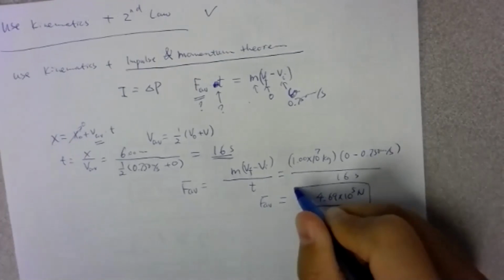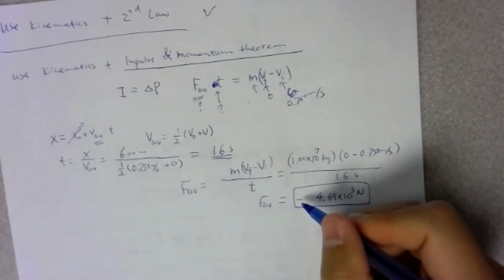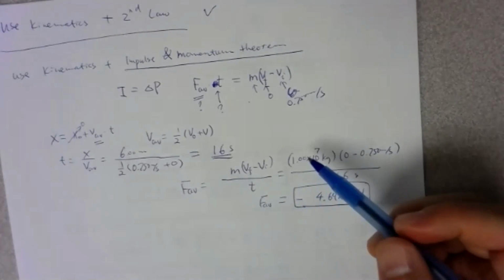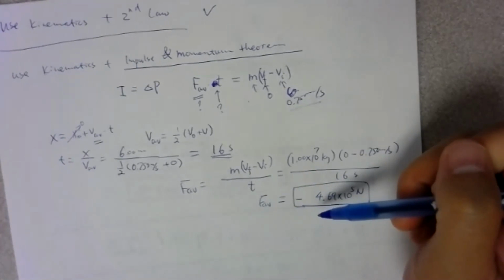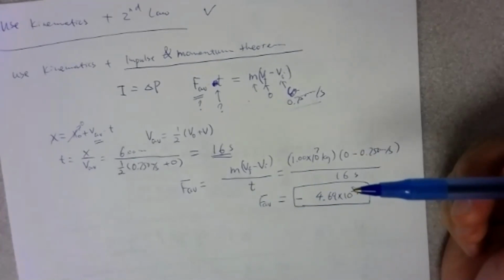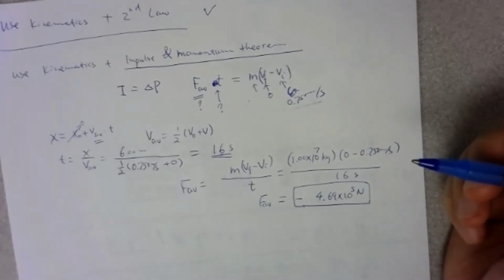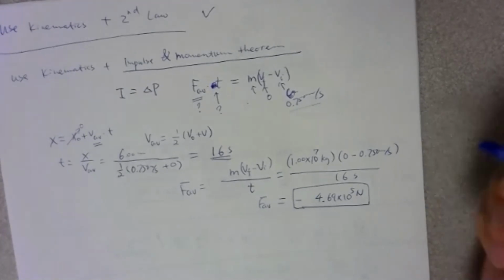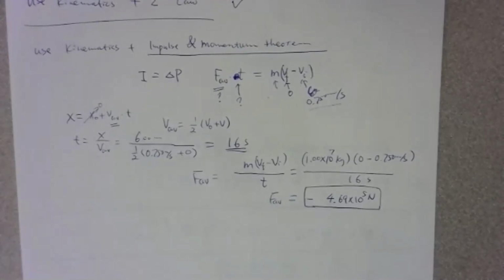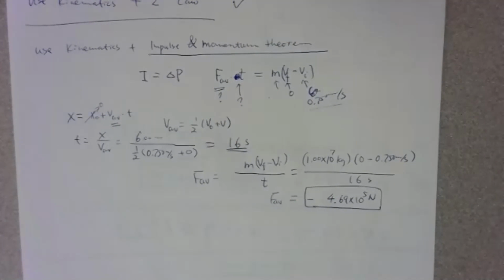Okay, so the minus sign says this is in the opposite direction of the initial velocity. Initial velocity is positive, so this is negative. So if the initial velocity is to the right, the force on the ship is to the left. All right. Any questions you guys might have, just let me know, okay?